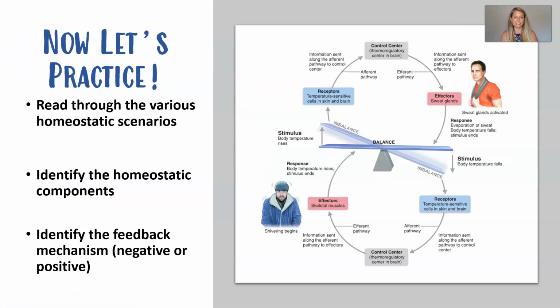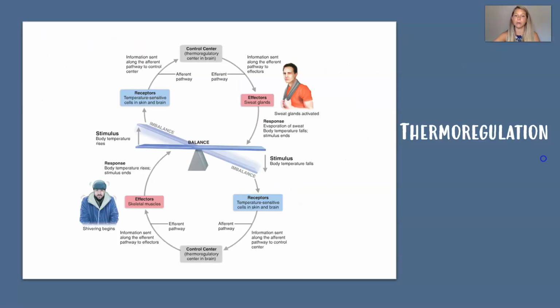Okay, so now we're gonna practice. You're gonna read through the various homeostatic scenarios and you're gonna identify the homeostatic components. Then you're gonna identify whether the example that I give you is an example of a positive or negative feedback mechanism. Now, the answers are going to be on the next few slides. I really want you to try and do these on your own before you just look at the answers. So pause, stop, attempt on your own so that you can really see if you understand how the homeostatic feedback loops work. Can you identify the different components?